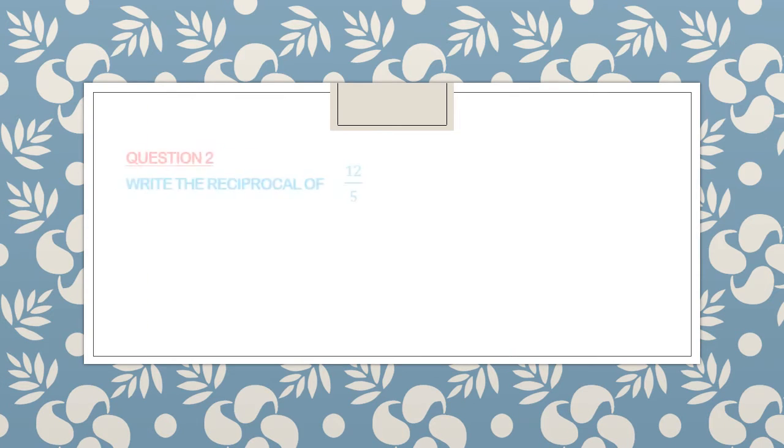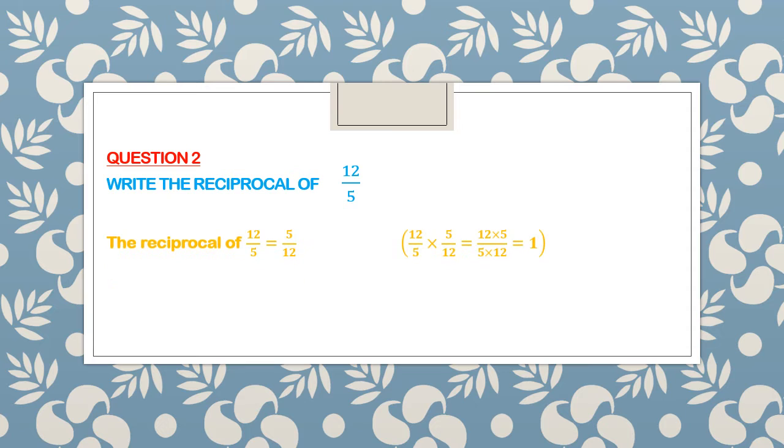Moving on towards the next question. Write the reciprocal of 12 upon 5. The reciprocal of 12 upon 5 is 5 upon 12. To cross verify our answer, we'll multiply 12 upon 5 by 5 upon 12 and we'll get the answer as 1.